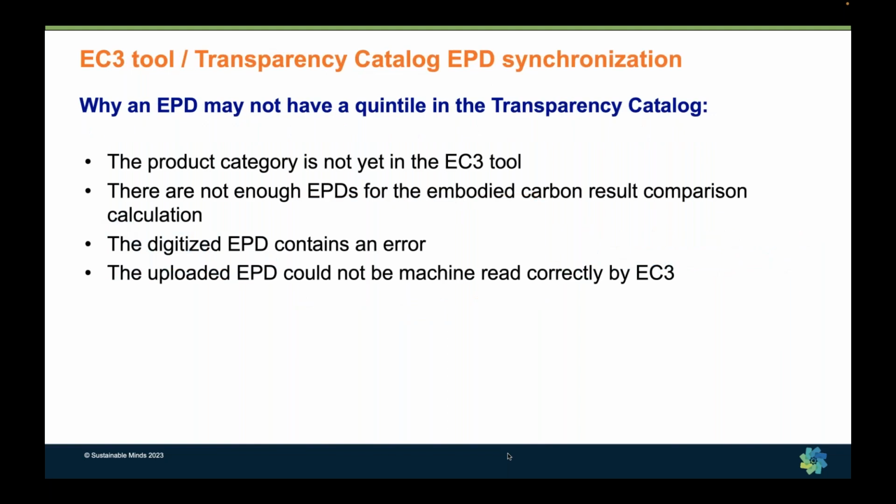So a couple additional points about the EPD synchronization between the tools. There are a few reasons why an EPD in the Transparency Catalog may not have a quintile. It could be that the product category is not yet in the EC3 tool. There are not enough EPDs for the embodied carbon result comparison calculation. The digitized EPD in EC3 could contain an error, or the uploaded EPD could not be machine read correctly by EC3.